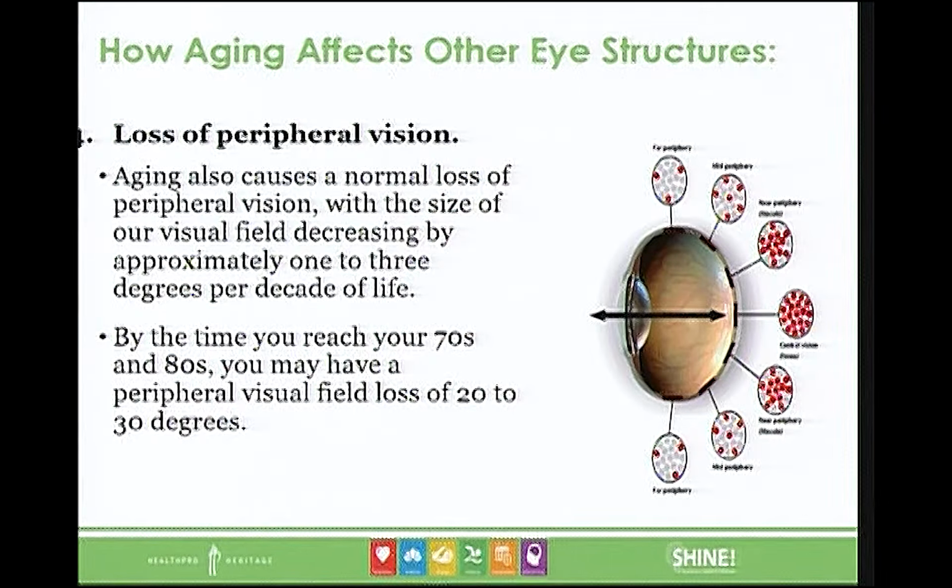Okay. There's also a normal loss of some of that peripheral vision, with the size of our visual field decreasing by approximately 1 to 3 degrees per decade of life. So that means things kind of close in so that our vision is a lot better centrally and not as good peripherally. By the time you reach your 70s and 80s, you may have a peripheral visual field loss of 20 to 30 degrees.